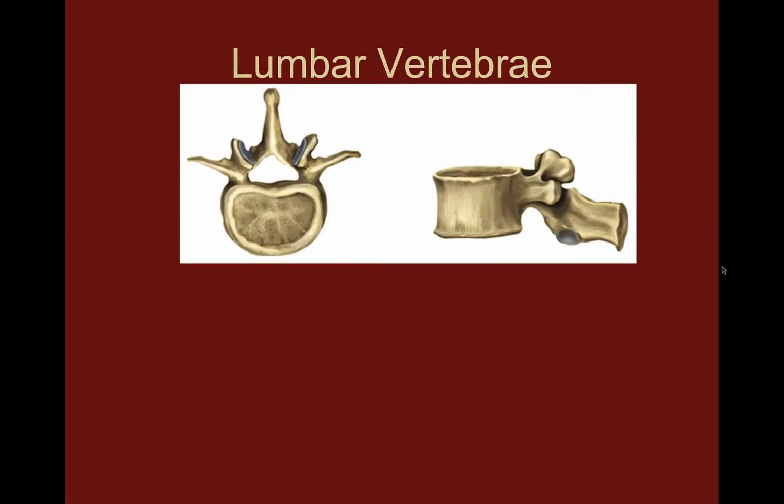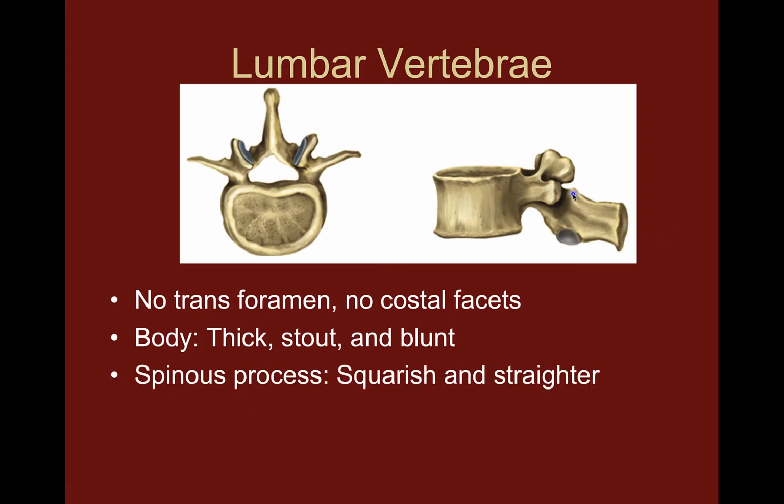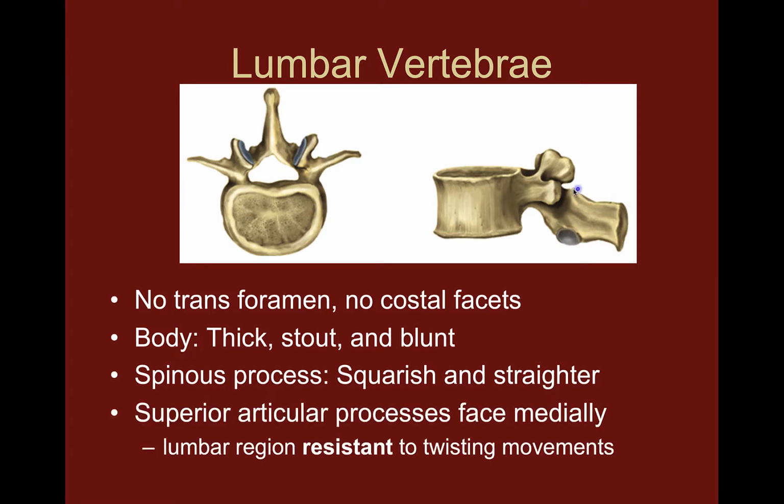All right, now our lumbar vertebrae. Again, here's our superior view. Here's our lateral view. What we see is, again, no transverse foramen, no costal facets. We do see a really thick body, much bigger than the others. It's real blunt. It's got to carry a lot of weight down in our lumbar vertebrae. It really bears a lot of the forces. So our spinous process, though, is a little bit different. It's not bifid and it's not pointing inferiorly, but it's much more square and straight. So that's a good characteristic.